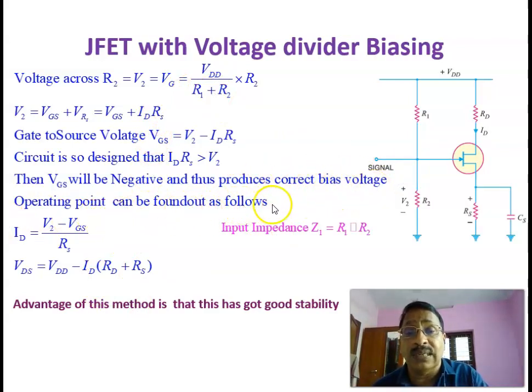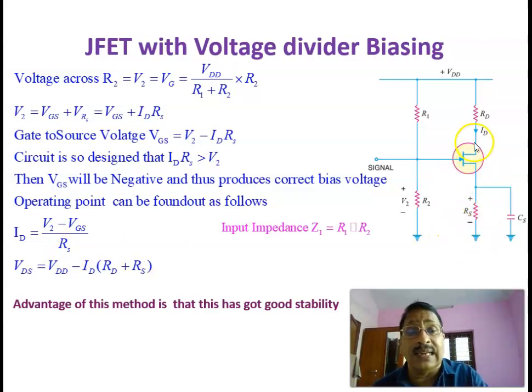The operating point can be found out as follows. To find the operating point, you have to find the drain current and the gate to source voltage. The drain current is the same as the current flowing through the source resistance. Therefore, if you write the equation, ID equal to V2 minus VGS, that is the voltage across RS, divided by RS. V2 minus VGS divided by RS is the drain current.